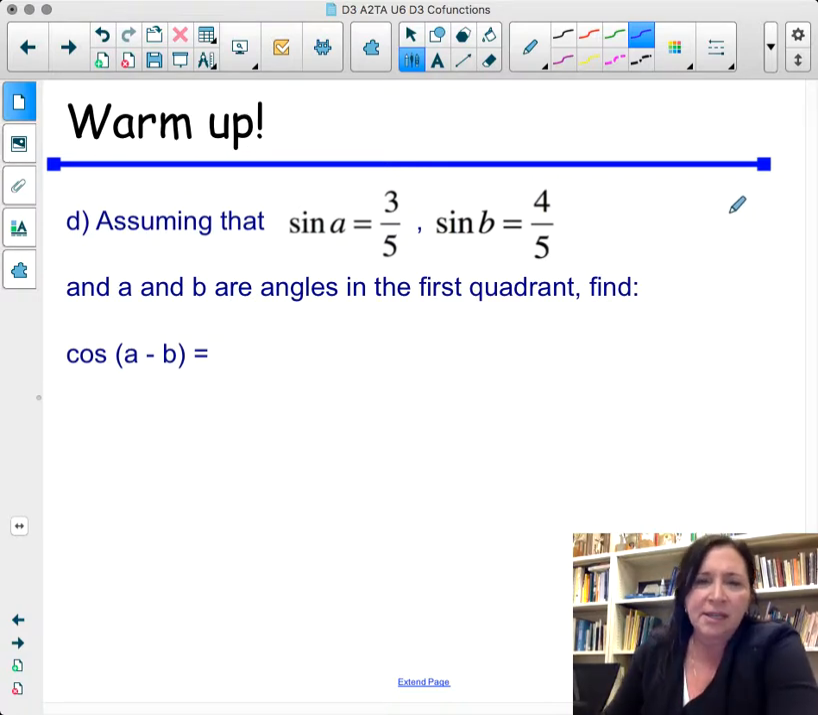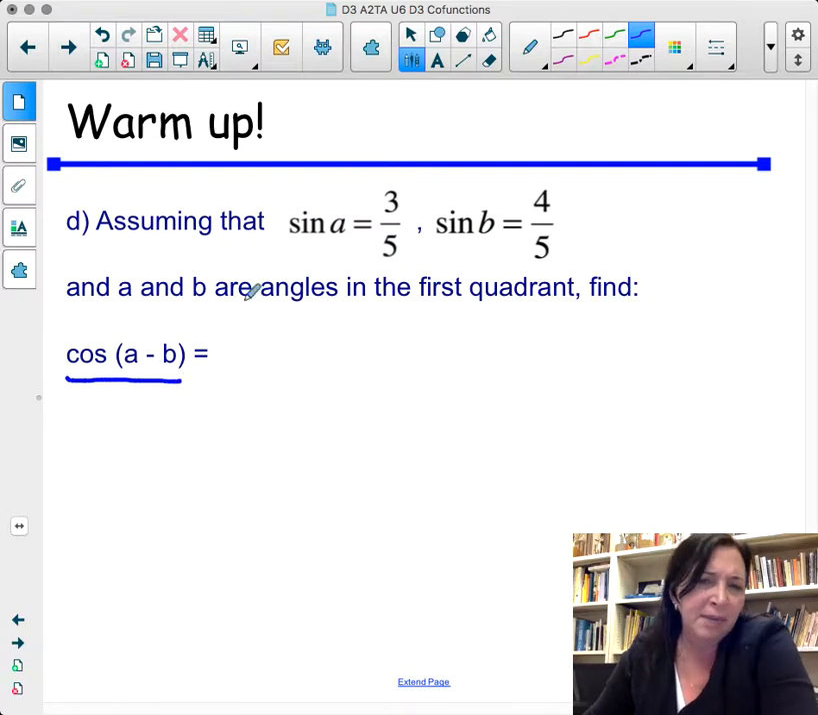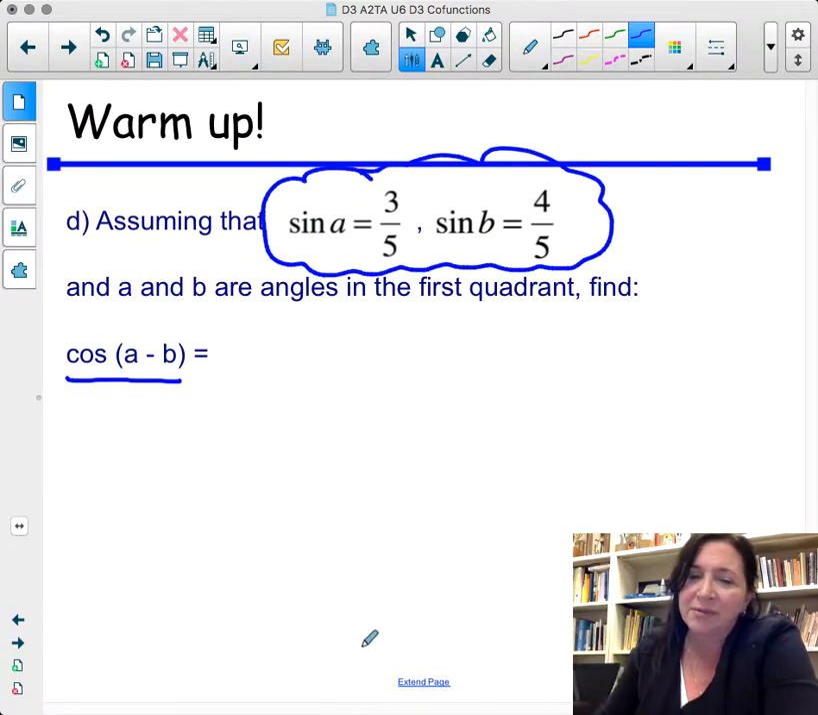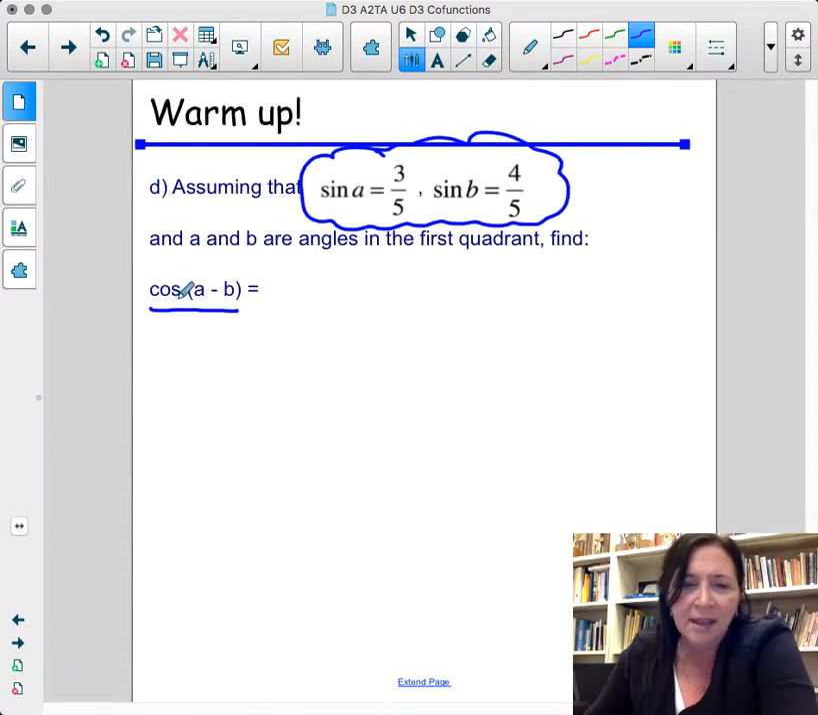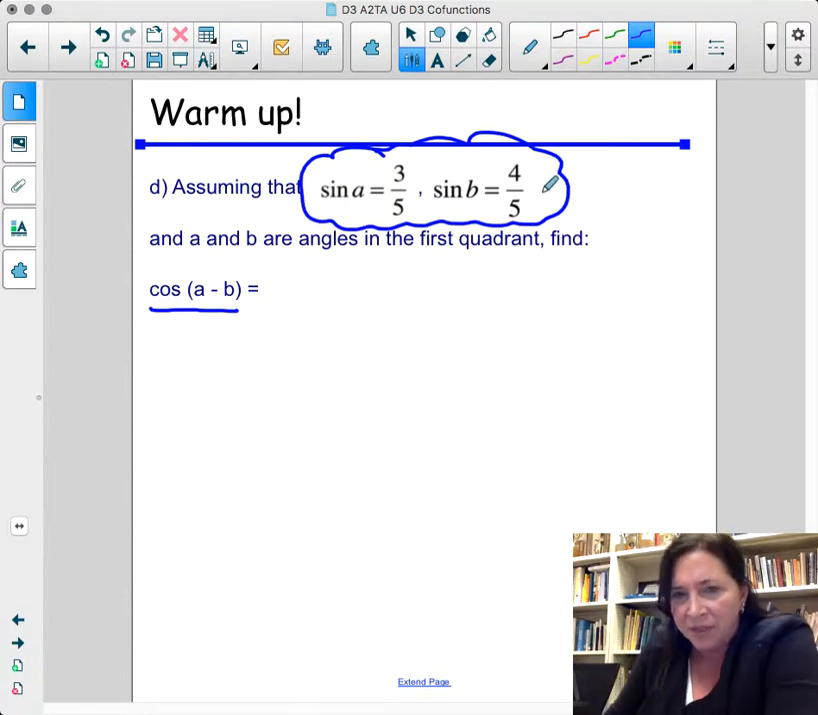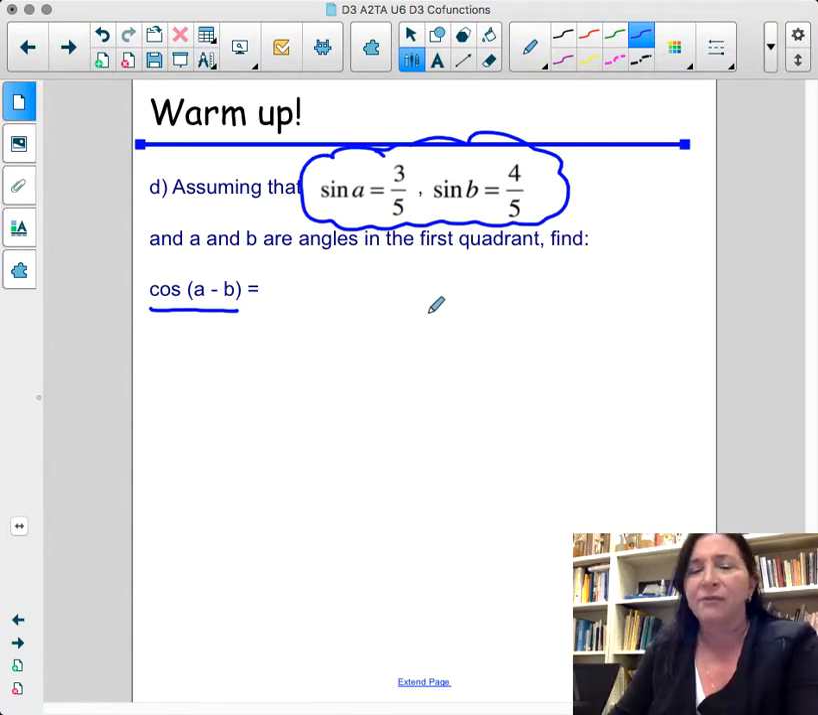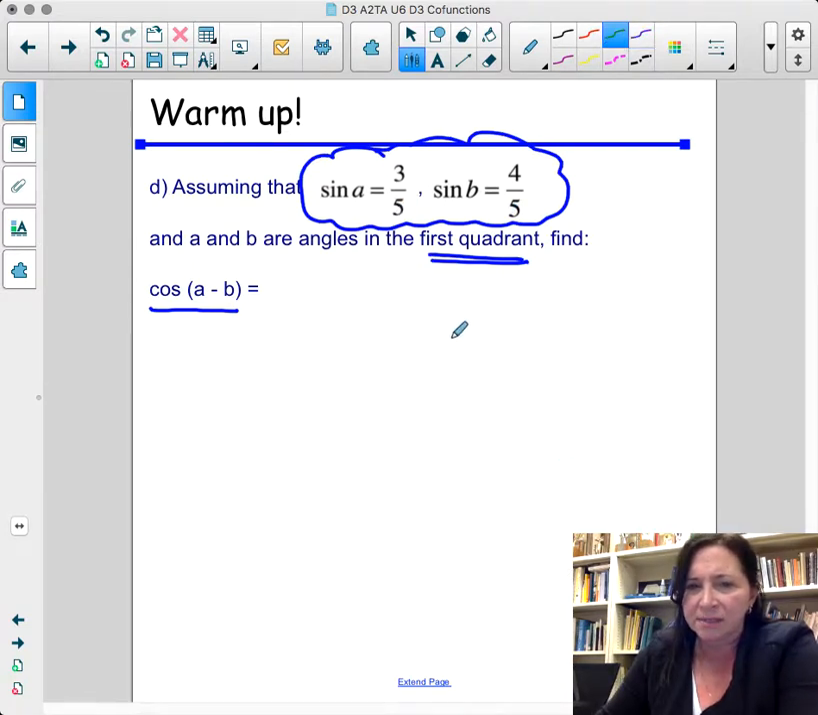A couple of other things. This one is expanding our warm-up: expand cosine of A minus B given this. Now, this is a little bit different than what we've done so far in that I'm not giving you an actual value. I'm giving you these values, which you are going to have to redraw in the first quadrant. For the A graph, here's A, and it says it's in the first quadrant.